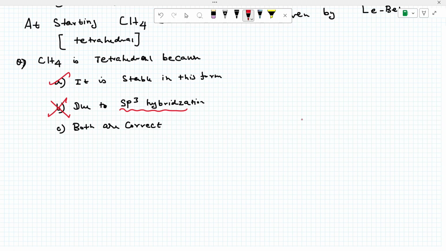You got the point. Again I'm telling, there is no relation between the geometry of a molecule and hybridization. Hybridization is a separate concept, geometry is a separate concept. Don't mix the two. Very important, please follow.